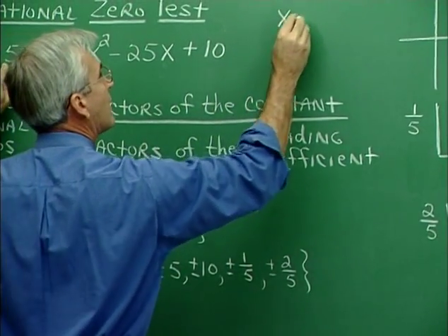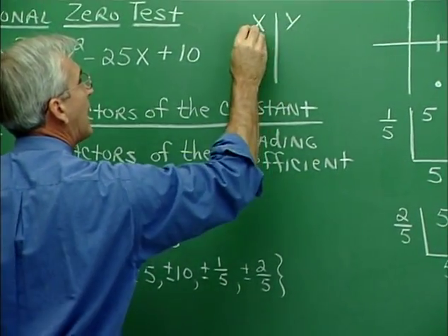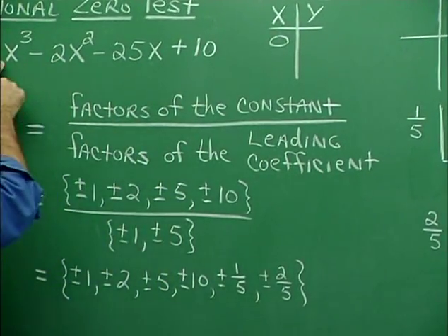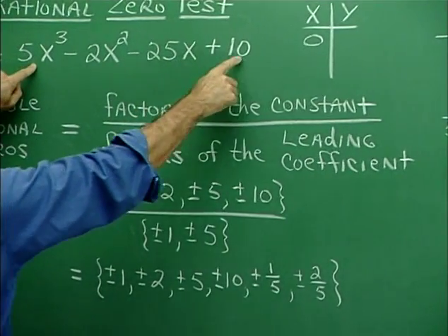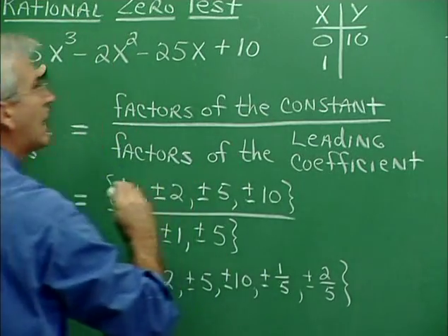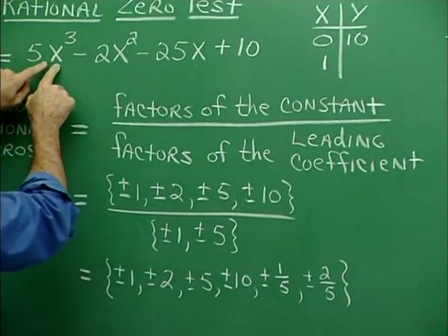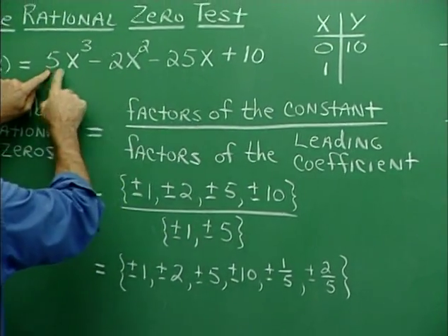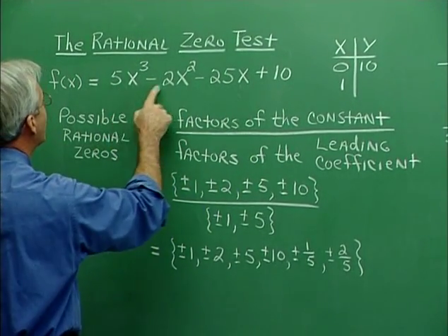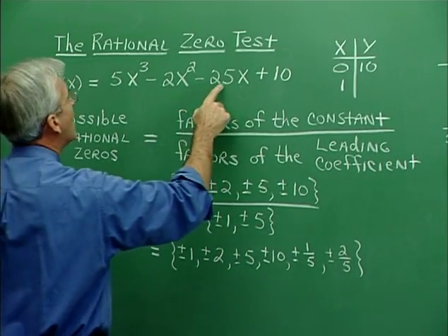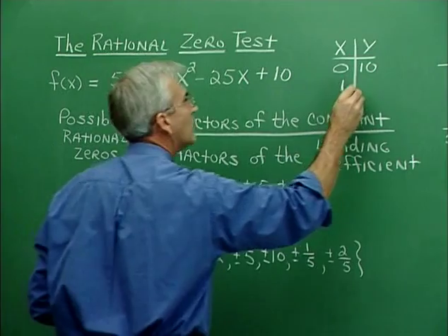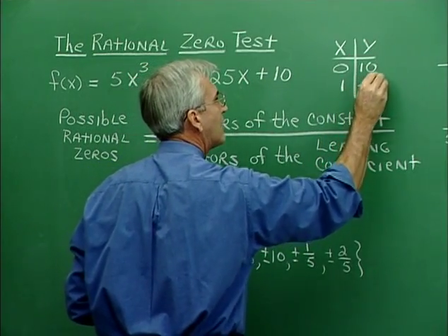We're going to just start with x, y pairs, and let's say x is 0. Now, if x is 0, all of these terms go out, and we have 10. So when x is 0, y is 10. Now, what about when x is 1? If x is 1, then we have 5 minus 2 minus 25 plus 10. Let's see, 5 minus 2 is 3. 3 minus 25 is negative 22, plus 10 is negative 12. So when x is 1, y is negative 12.